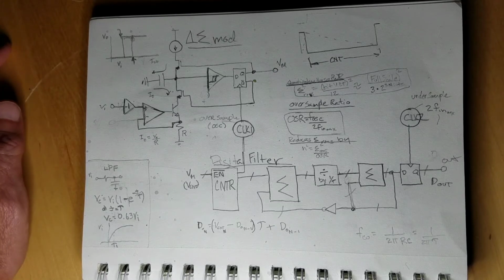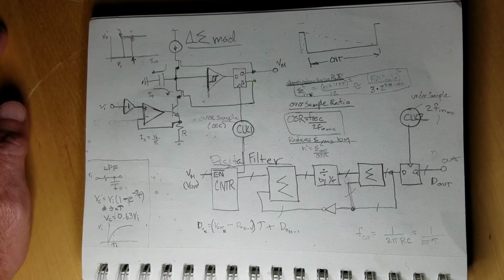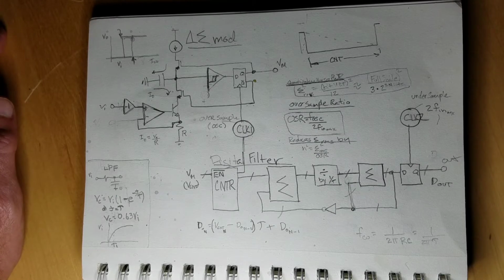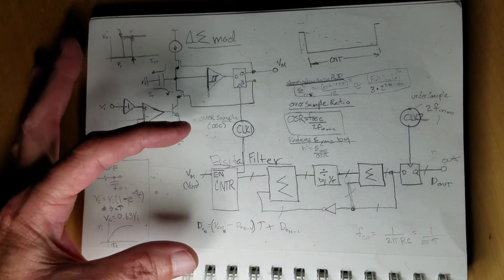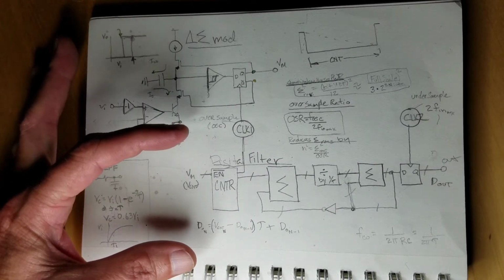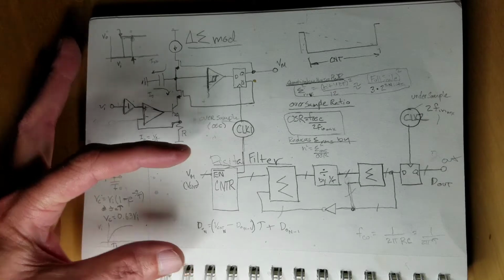Okay, the basic anatomy of a delta sigma A to D converter. It has basically two major blocks, the delta sigma modulator and the digital filter. They're typically higher poles. This is an example of a single pole digital filter.